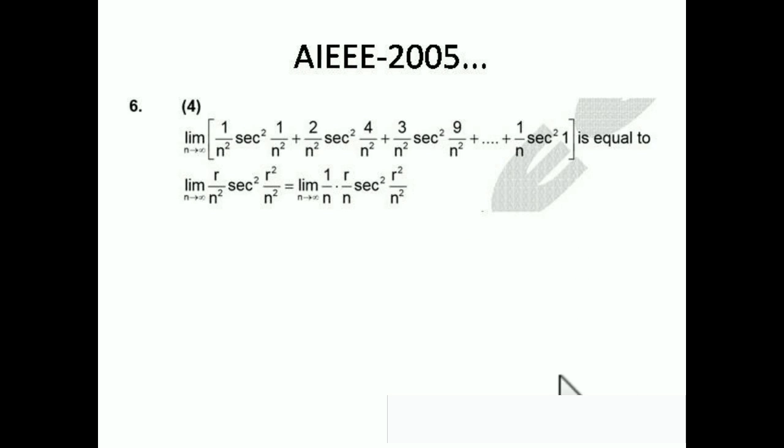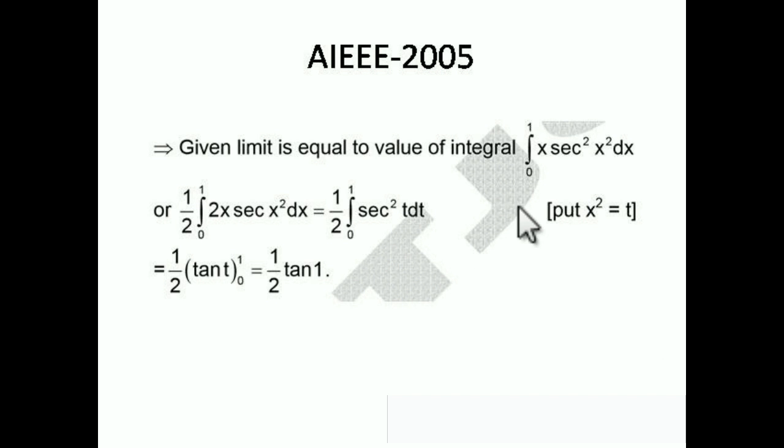Now you have to put r is equal to n. r is ranging from 1 to n. So for the lower limit we take r is equal to 1, for the upper limit we take r is equal to n. Now take r is equal to n, so n gets cancelled out, and we have x is equal to 1. So our upper limit is x is equal to 1. So my final integration is 0 to 1 x sec square x square dx.